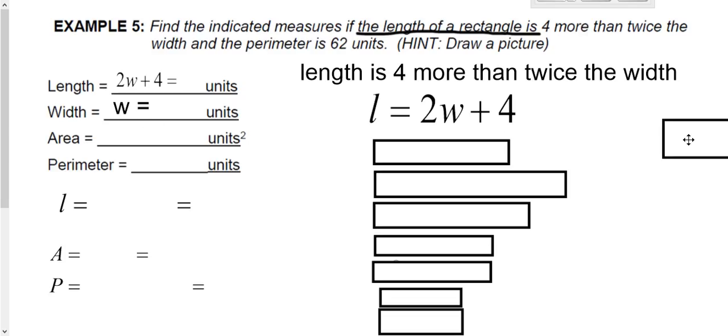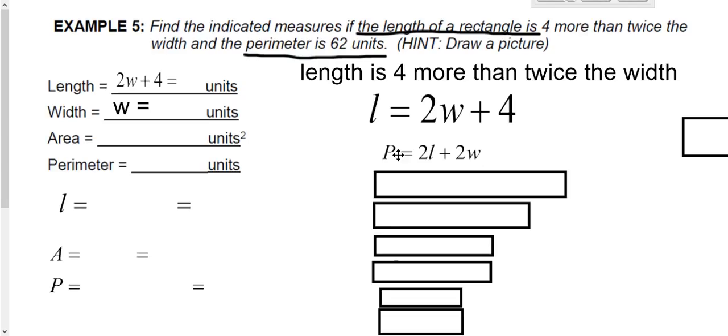Now we're going to write an equation with the perimeter right here in this part, so we can solve for that w. We know that the perimeter of a rectangle equals 2 times the length plus 2 times the width. And we're going to use these expressions here. For the length, instead of putting an L, we're going to put 2w plus 4. The width, we will use w. Okay? So it looks like this.